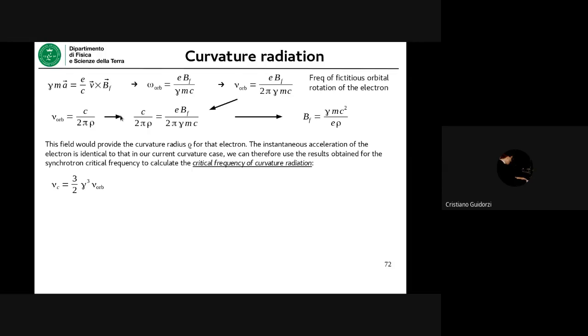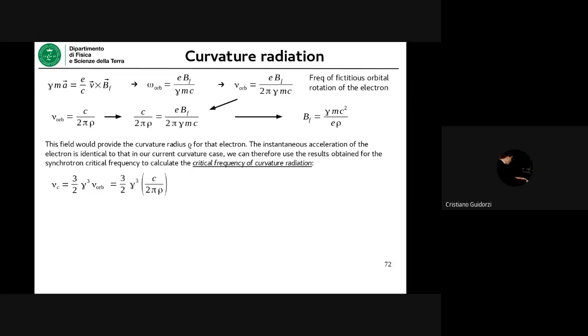So for example, you know that most of the radiation will be emitted at this critical frequency, where of course the corresponding gyration is just what we call the orbital frequency, just like that. So just replacing, in particular, here, nu orbit in this case, you see that you end up with this formula. And this is very important to note.